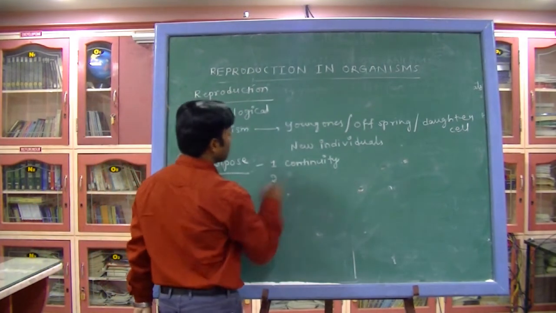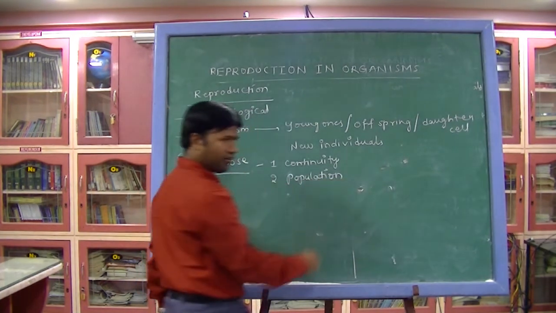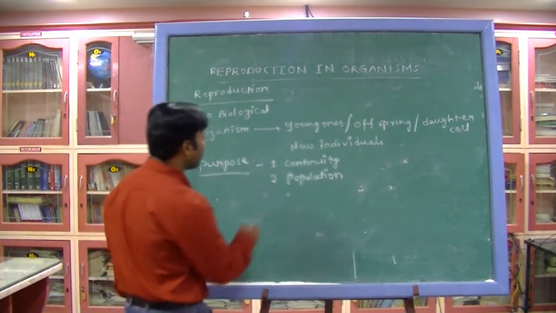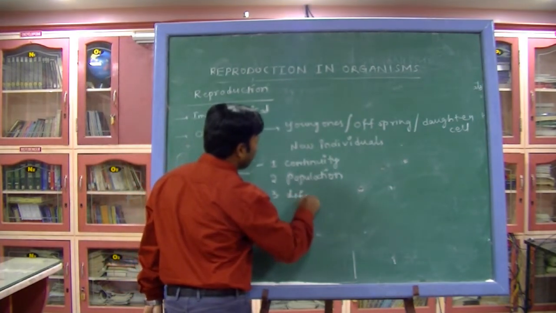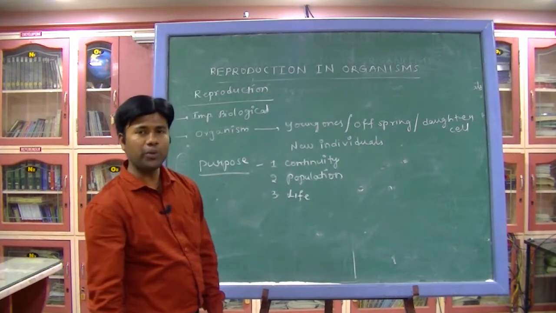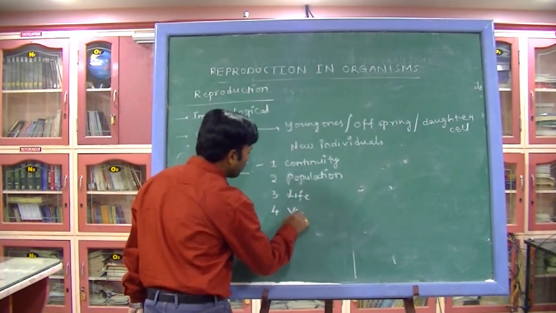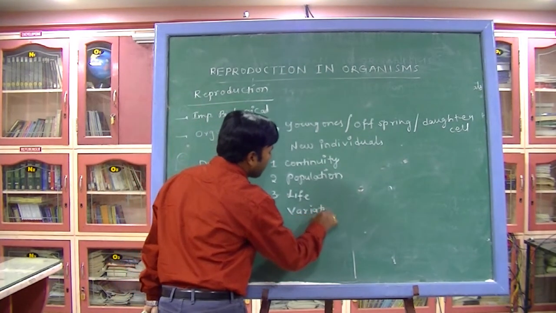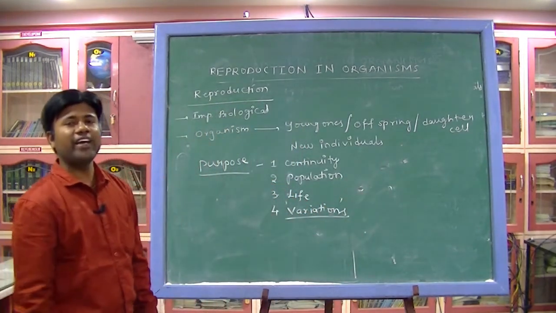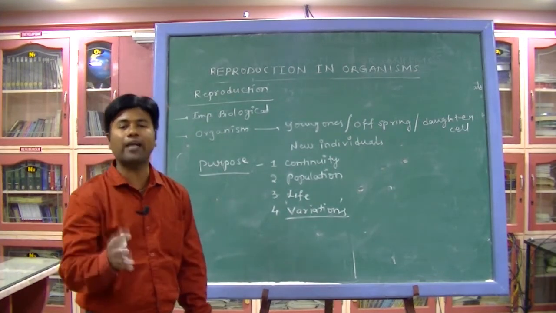Next, population. The species population increases due to reproduction only. It is one of the important life processes. Without reproduction, we cannot expect a new generation or new life. And the last, very important one, is that through reproduction it is possible to see variations. What are variations? Variations means different characters are acquired from one generation to another.